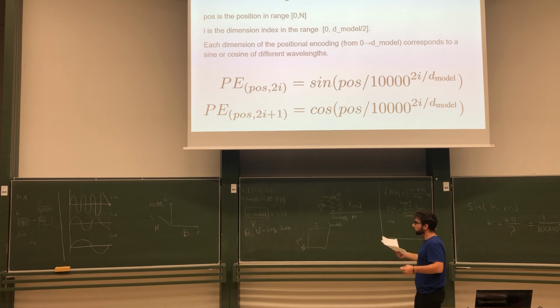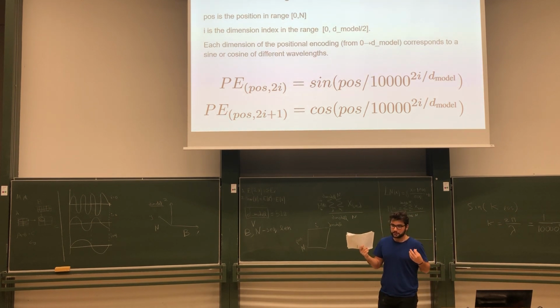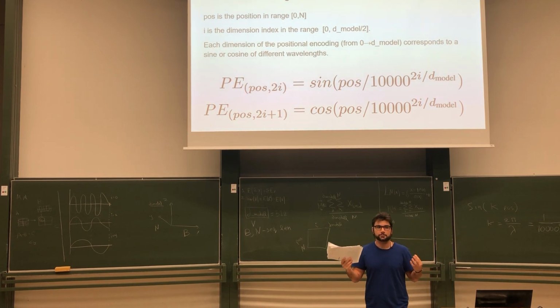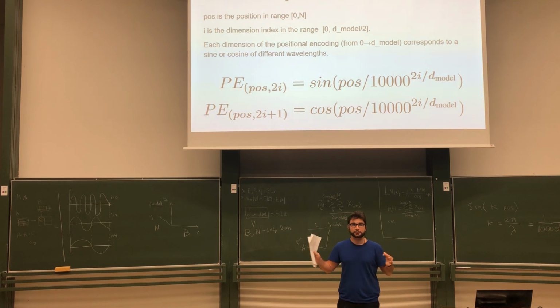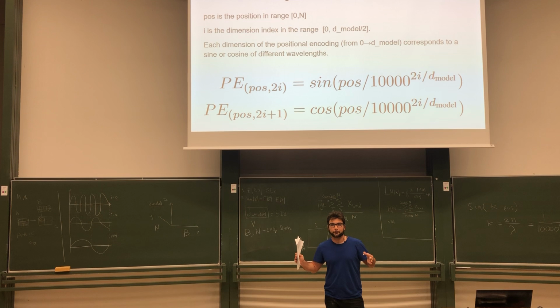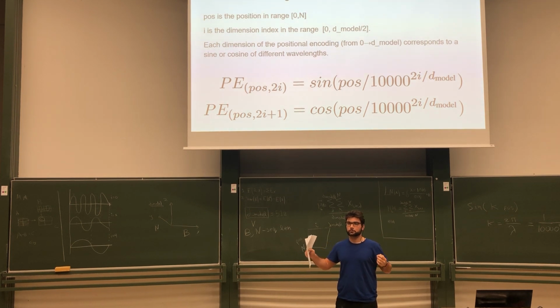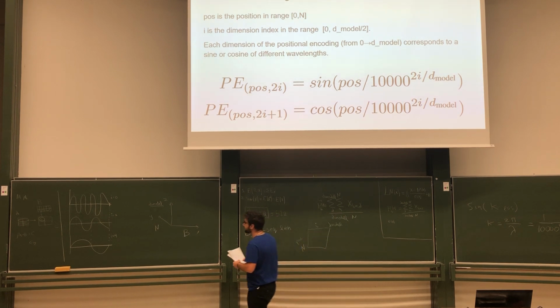256, what does happen? What is happening in the wavelength? Is the wavelength increased or decreased? Yes, the wavelength is increasing. It starts from 2 pi and goes to 2 pi times 10,000. Perfect. Yes, so that's the point.